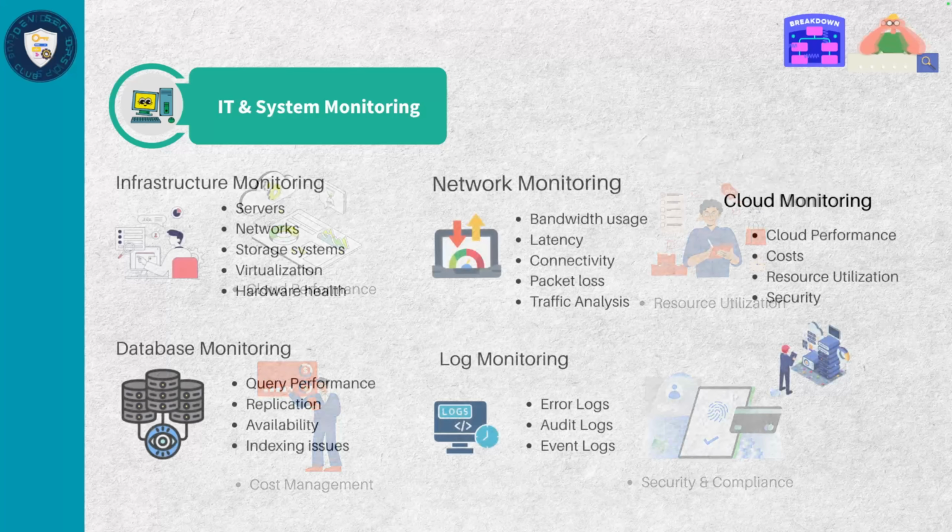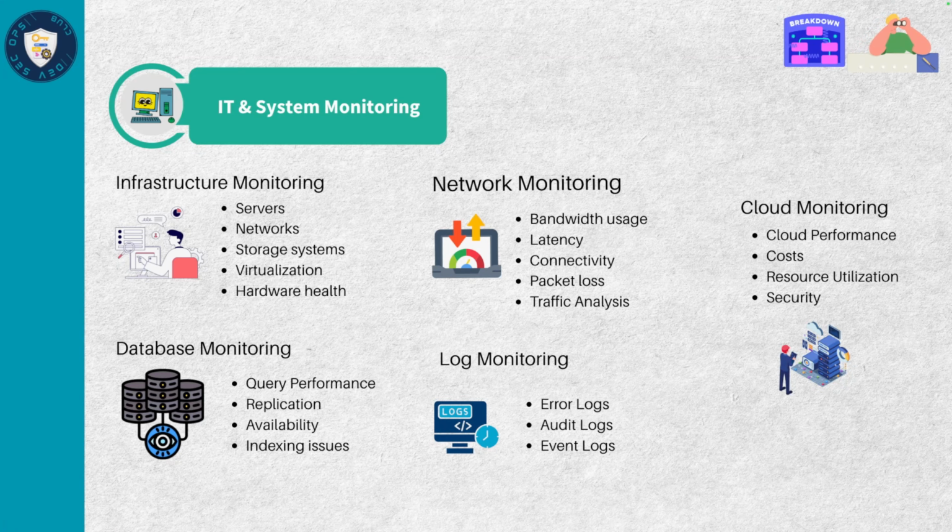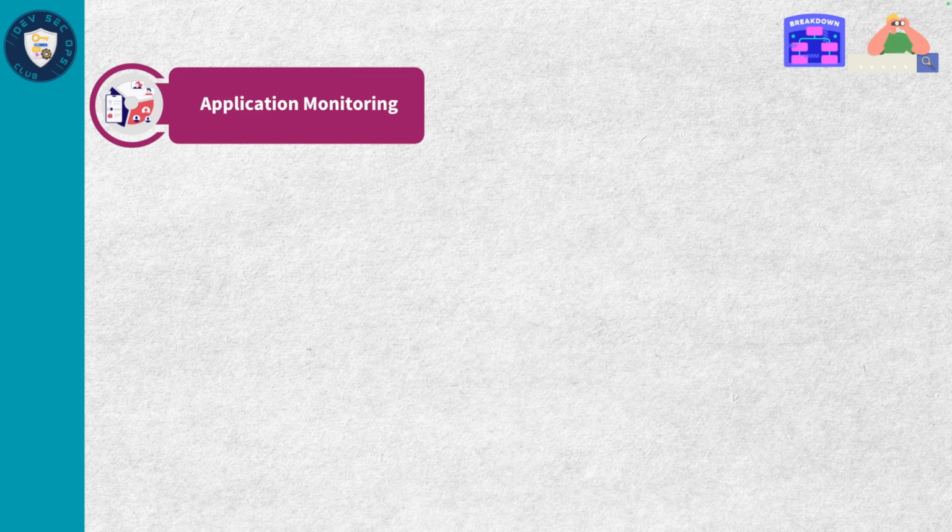Finally, a final thought: each of these monitoring areas works together to keep IT systems reliable, secure, and efficient. By monitoring infrastructure, network, database, logs, and cloud environment, businesses can prevent failures, optimize performance, and improve security before issues arise. So it's very important. I have told you what you could monitor in the case of IT or system monitoring. Now that we have covered IT and system monitoring, let's move on to application monitoring next. Application monitoring focuses on ensuring that software, websites, and applications run efficiently, providing a smoother user experience and proactive issue detection. Let's break it down into key categories.